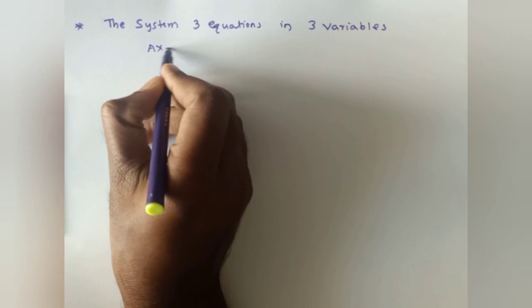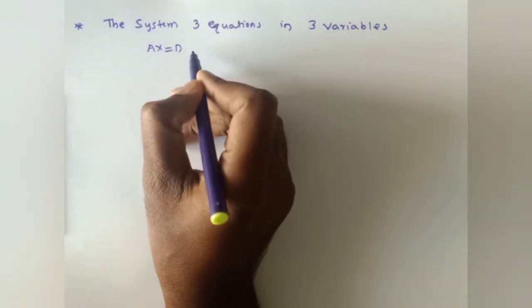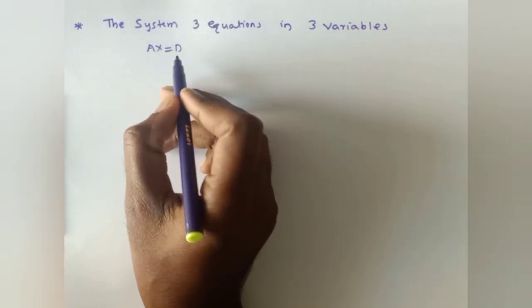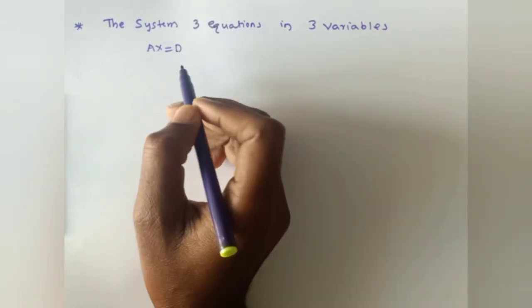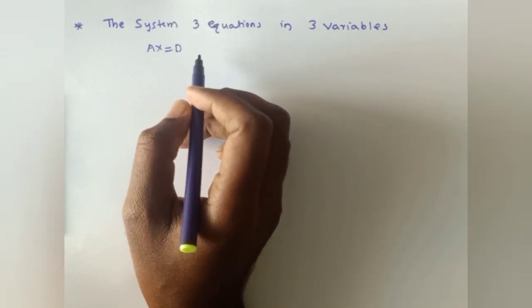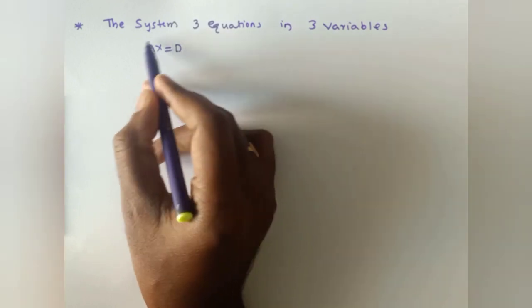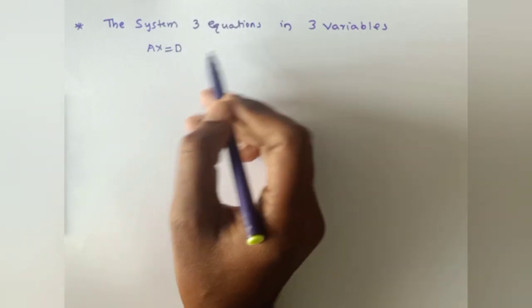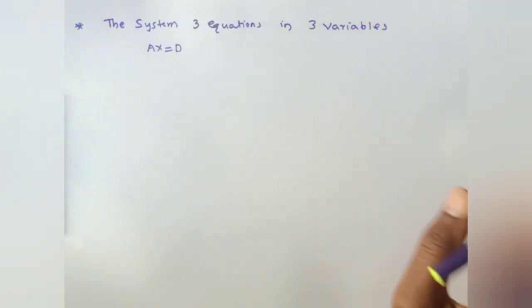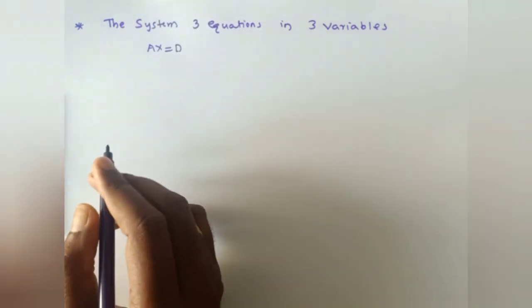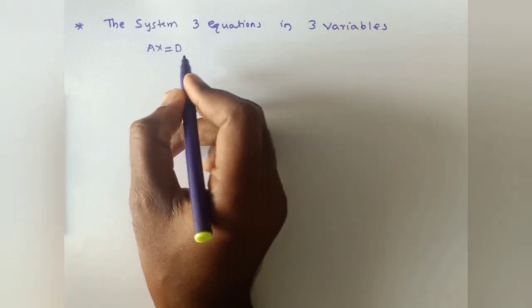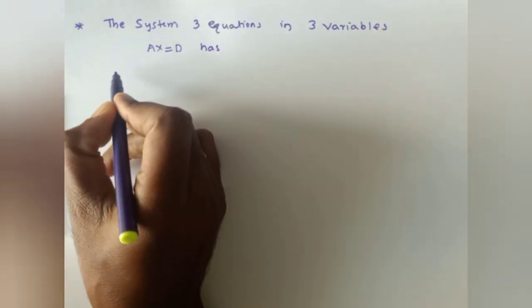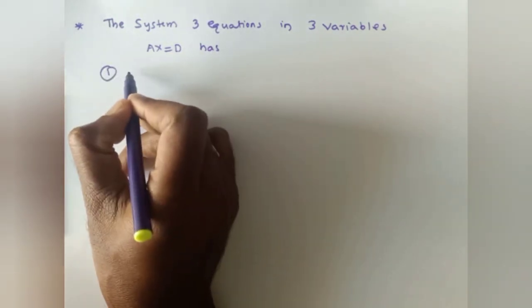Simply we can write it as Ax equals D. A is the coefficient matrix, X is the variable matrix, and D is the constant matrix. One more thing, AD is the augmented matrix, and this entire system can be written as A1x plus B1y plus C1z equals D1, and A2x plus B2y plus C2z equals D2, and similarly the third one. Now we need to find when the system Ax equals D has a unique solution.